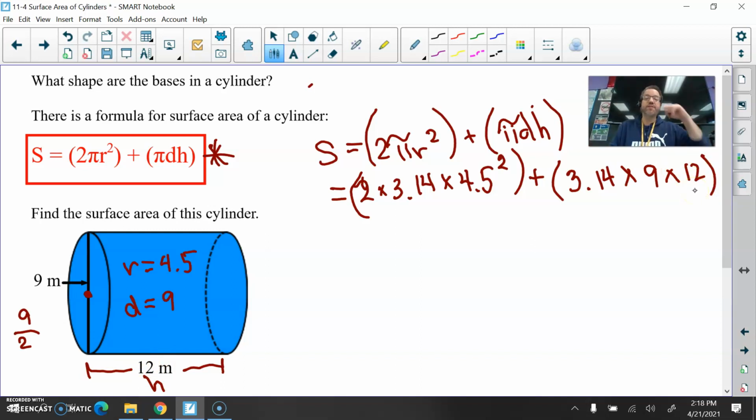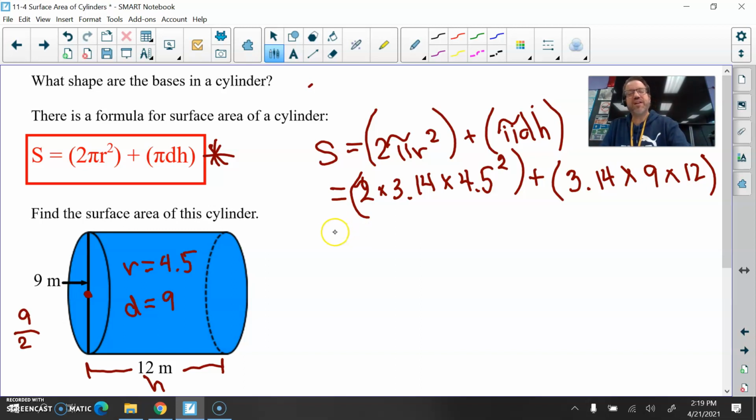And parentheses. Now, if you have a scientific calculator, there are parenthesis buttons on there, so you could actually enter this whole thing exactly as it shows. First parenthesis, 2 times 3.14 times 4.5 squared, end parenthesis, plus first parenthesis, 3.14 times 9 times 12, end parenthesis. And then just hit enter. It'll do all the work for you.